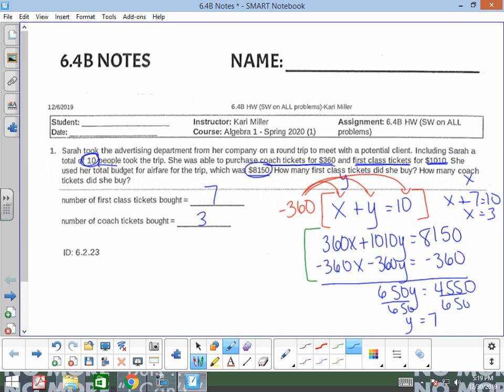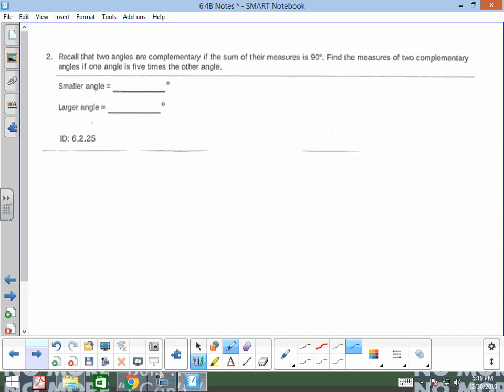So it helps to be able to know which variable is which. That's why I told you at the beginning that Y was first class tickets and X was coach tickets. You could have had it backwards. That's fine. You could have said X was first class and Y was coach. You just would have had to make sure you did the appropriate cost for the coach ticket and the first class ticket. Okay? A lot of choices here. You just need to be really careful. Remember, you can use substitution. It depends on which one you're good at and you like the most.